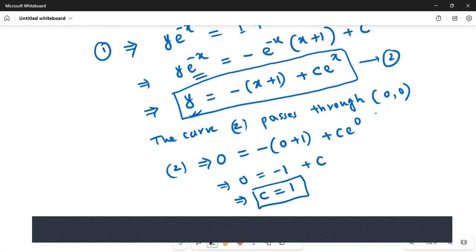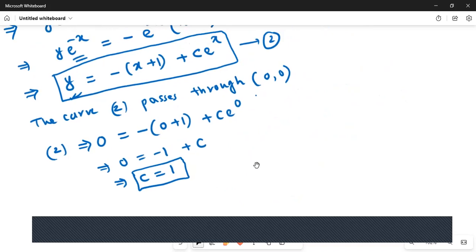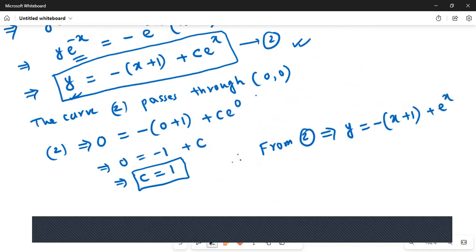So if you get c equal to 1, then you can replace it in this equation number 2 to get the final solution. So finally you can write from 2, y equal to minus x plus 1 plus c is 1. So simply write this. So that becomes your final answer. Hope you understood this.